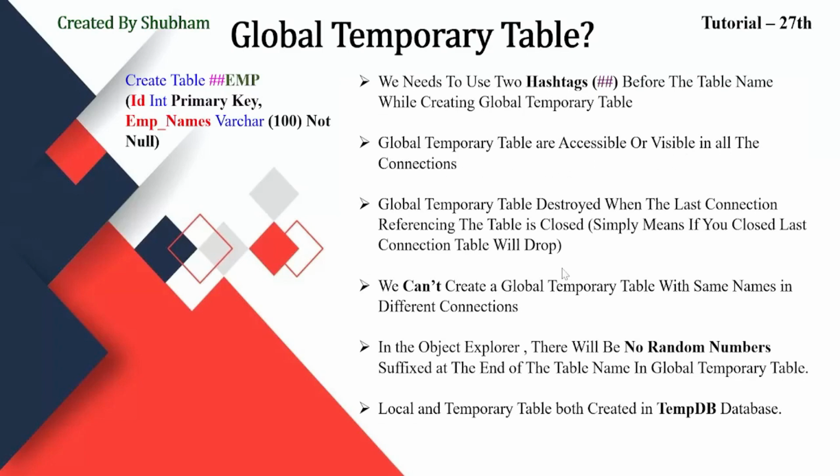And now let's try to understand the third point with practical. A global temporary table is destroyed when the last connection referencing the table is closed. So it simply means, guys, if you close the last referencing connection, this table will be automatically destroyed. So let's see this with a practical.